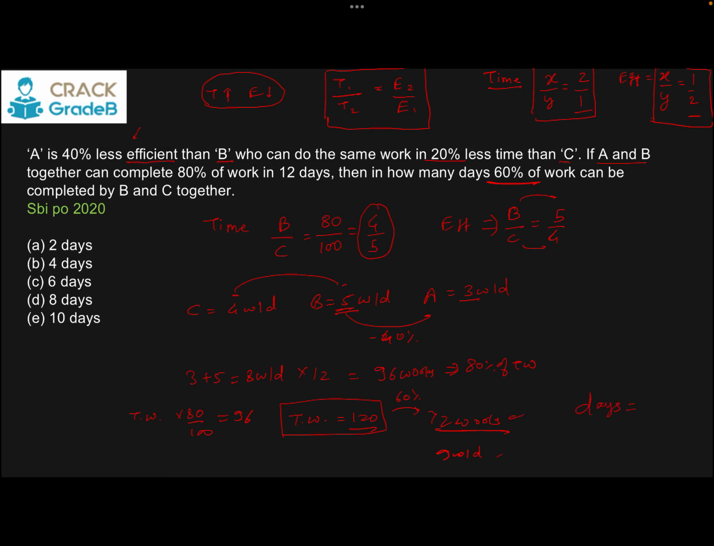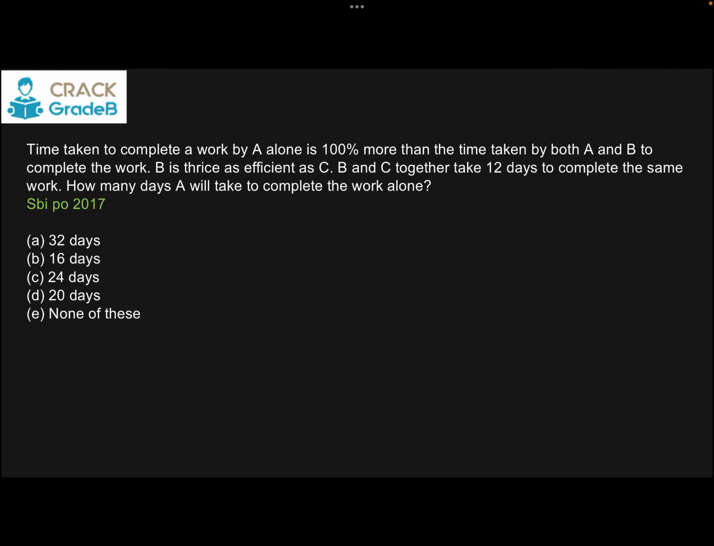So we know days required is the work to be done divided by the rate at which it is being done. So 8 days will be required to finish the 60% of the work, and the answer is going to be 8. I hope you got this method. Let's see one more.